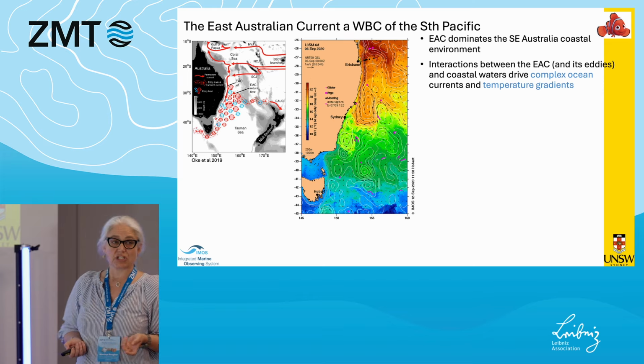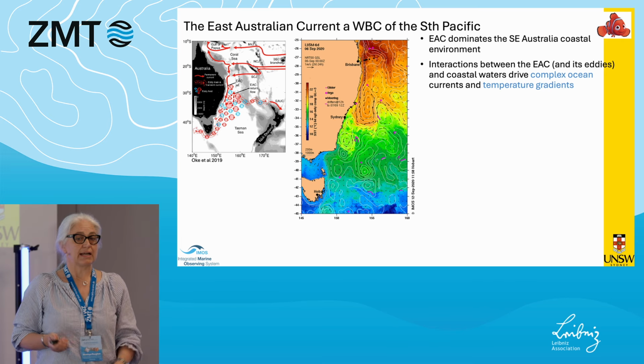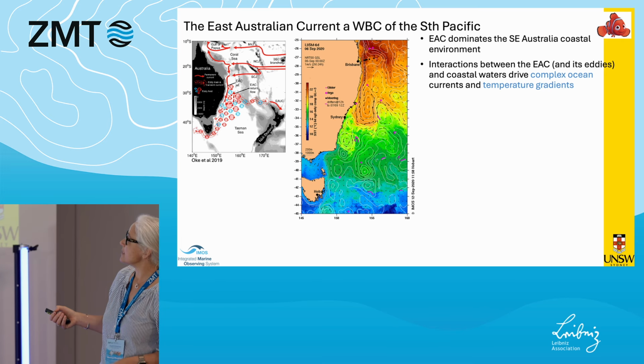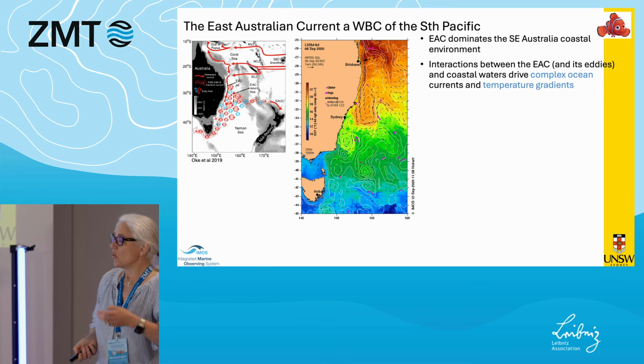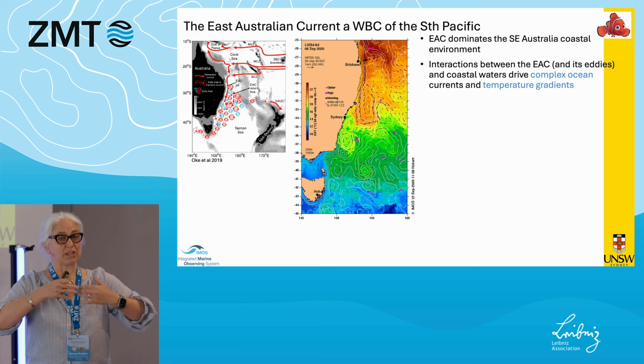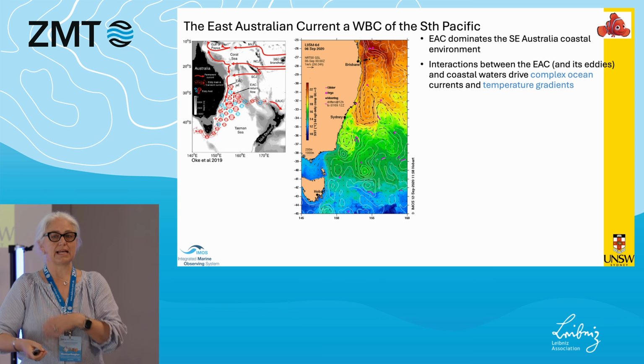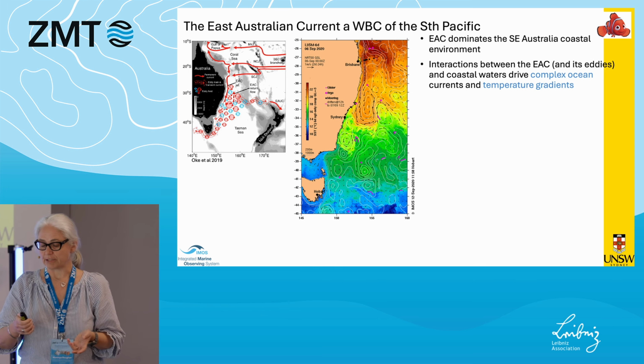So where are we? The East Australian Current. We are the western boundary current of the subtropical gyre in the South Pacific. Here we go, the tropics up here. The current comes down the coast and sheds diverse, large mesoscale eddies. What's really important is the interaction of that current with the shelf and then the coastal regions. It has a huge impact on the region.